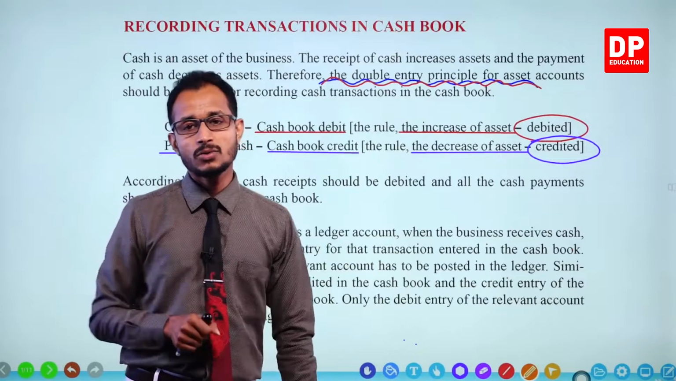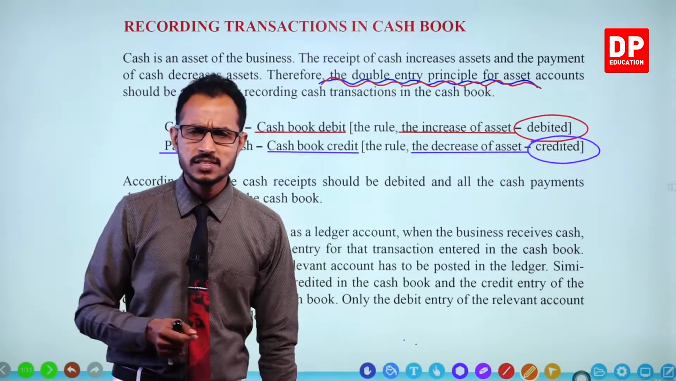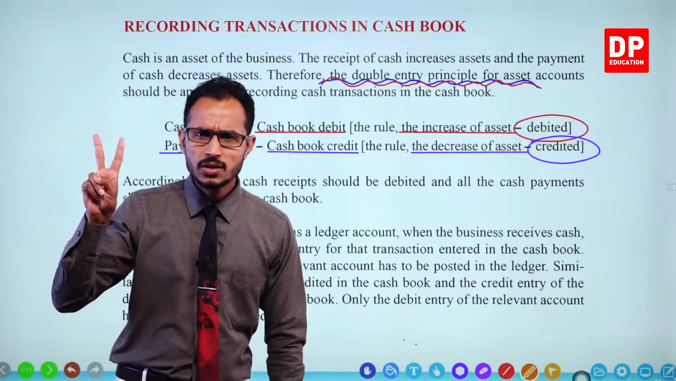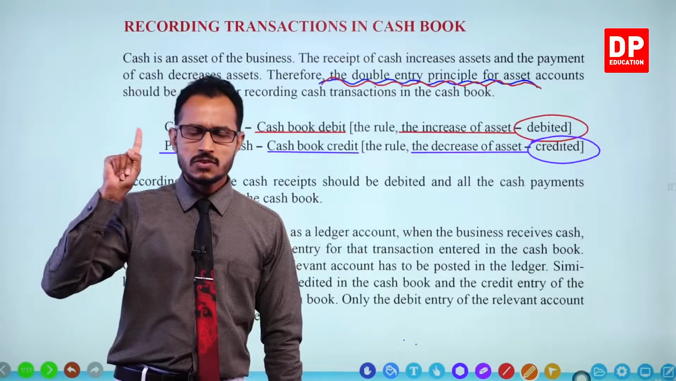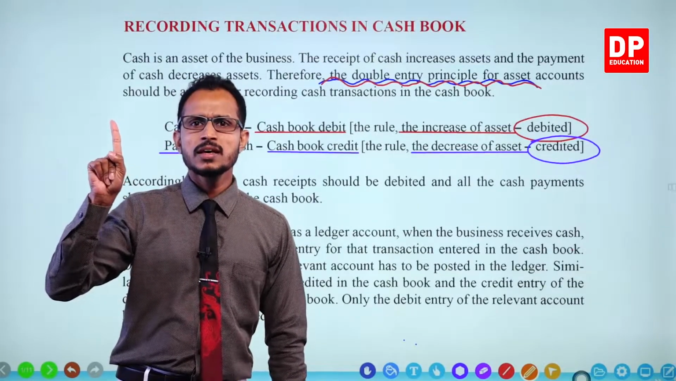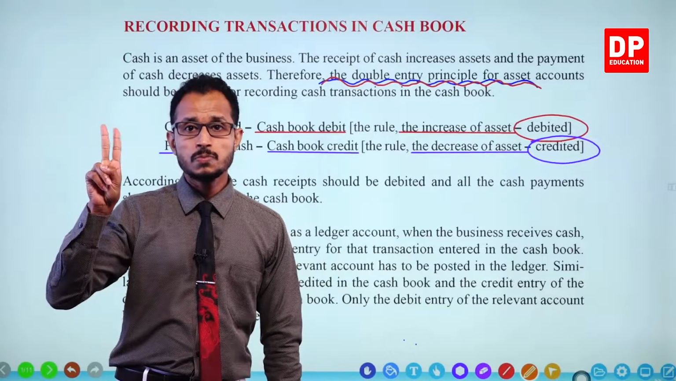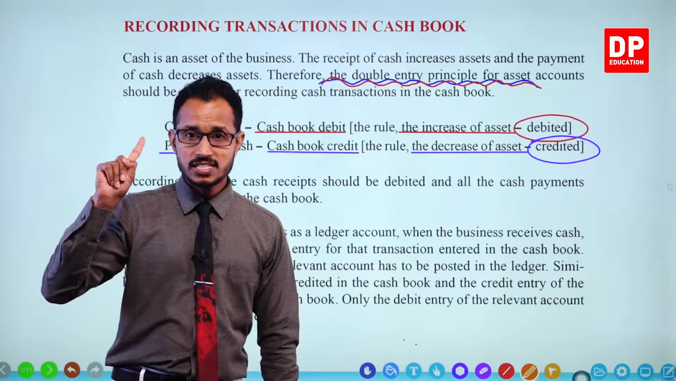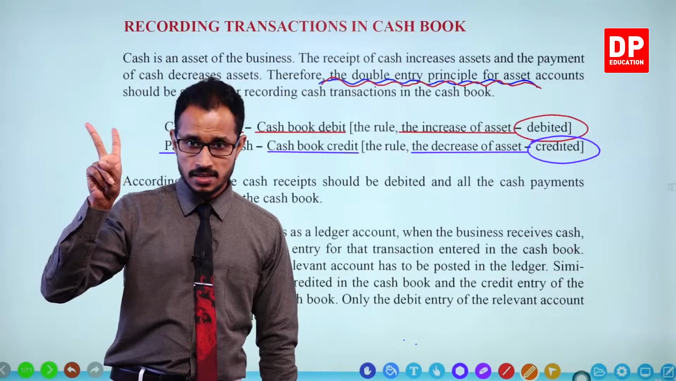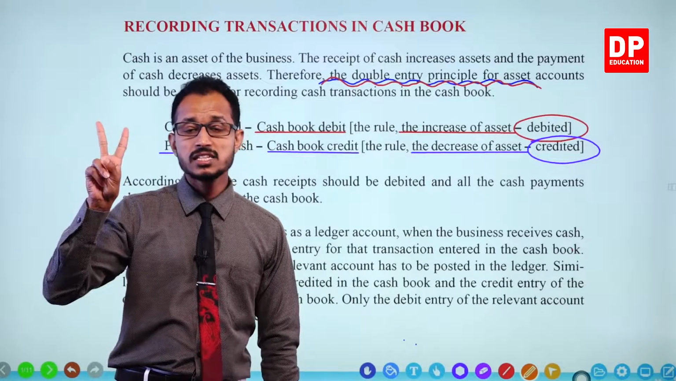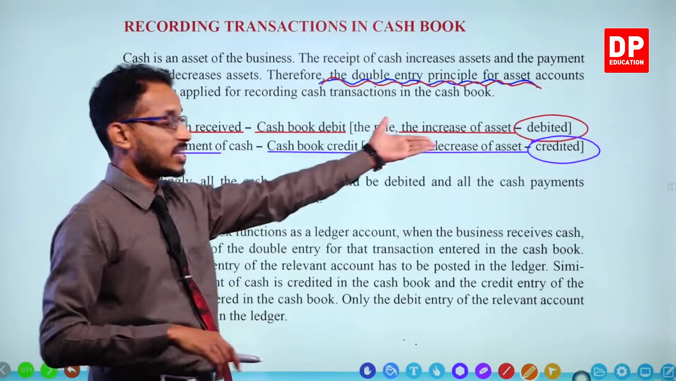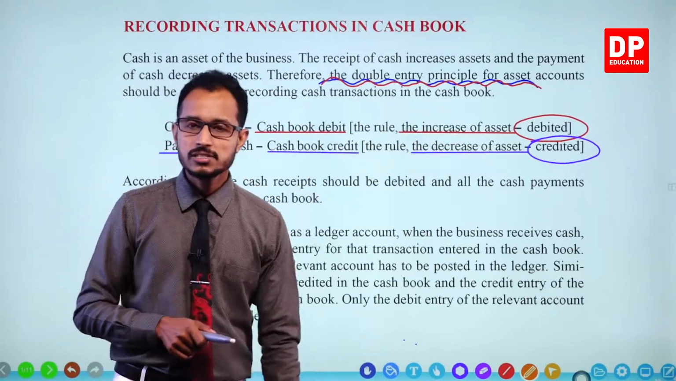Well, we learned about this. I told you this. Cash book has a dual role. First, it is a prime book, and it is a ledger account too. That is why we have to talk about debits and credits.